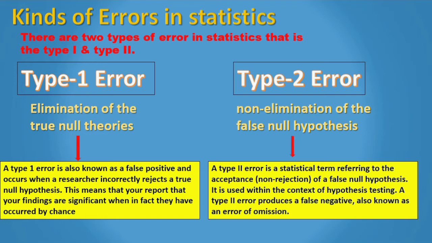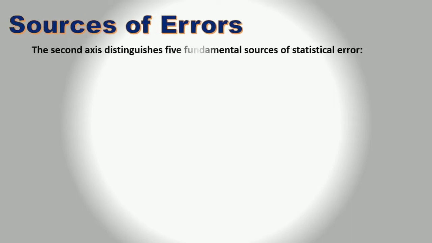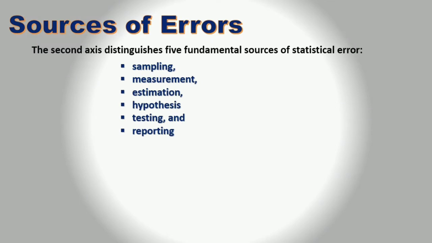Now coming to the sources of errors, from where the errors occur. Here, five fundamental sources of statistical error are distinguished, that is sampling, measurement, estimation, hypothesis testing, and reporting. So these are the fundamental sources of statistical error, the source of errors, right?